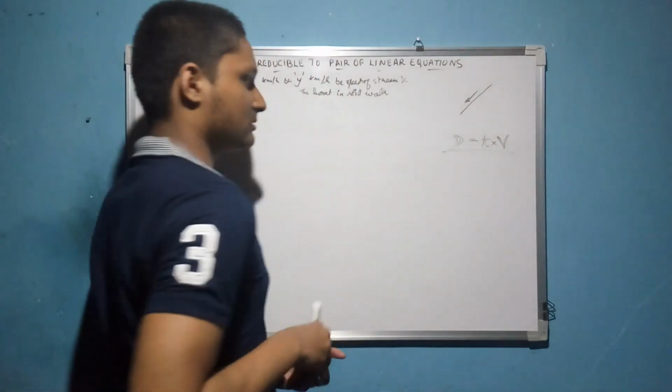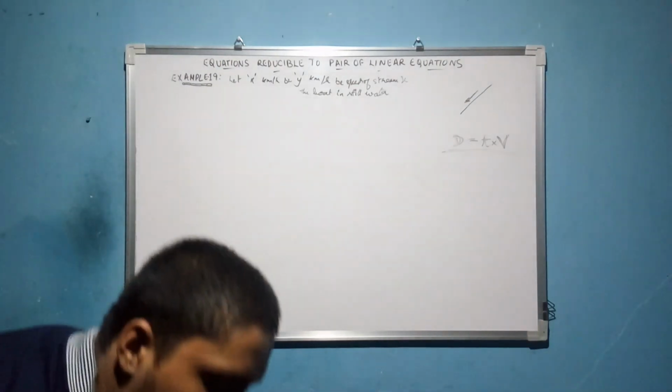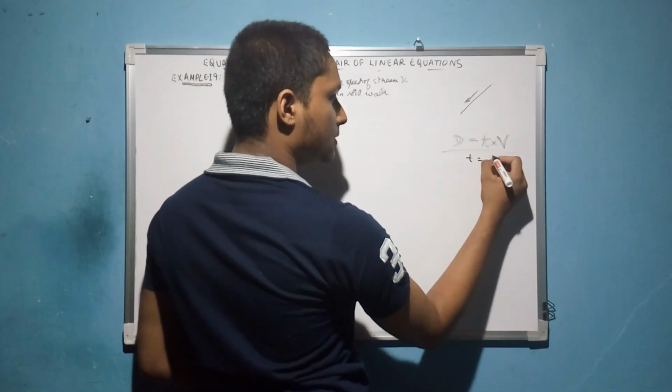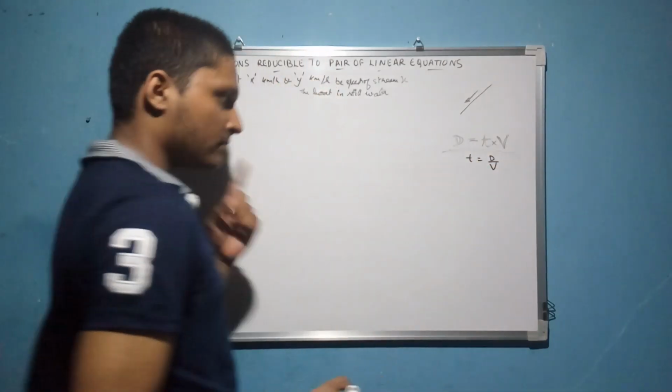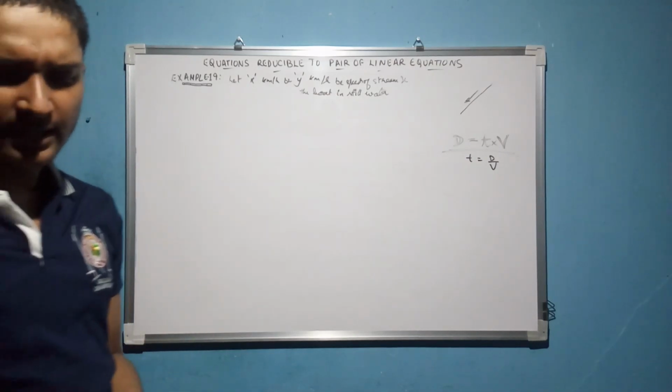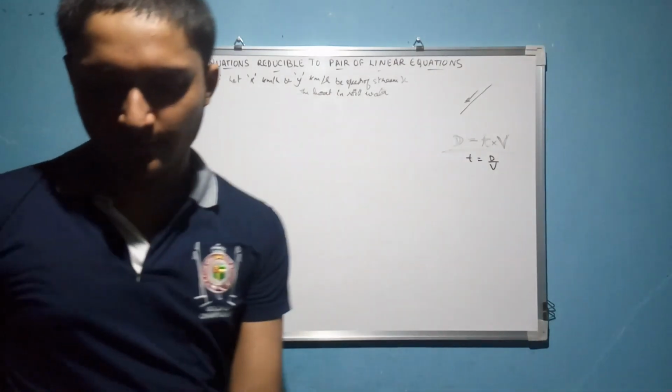Physics, maybe you all learned. From that we want only time, because only time is given. So it becomes T is equal to D by V. All the other details are given in the question. Now again we'll see the question. You have a question here.